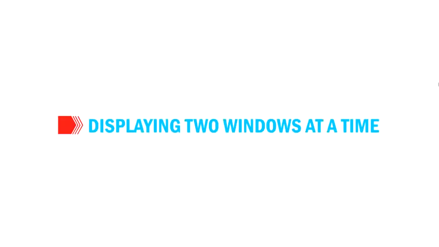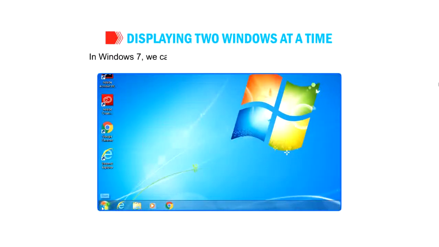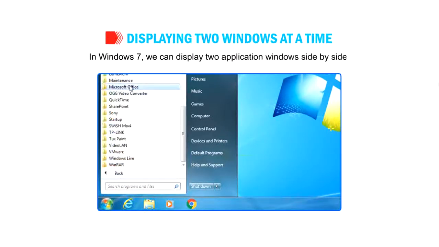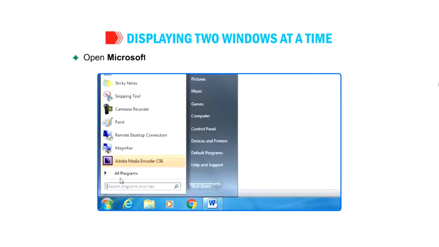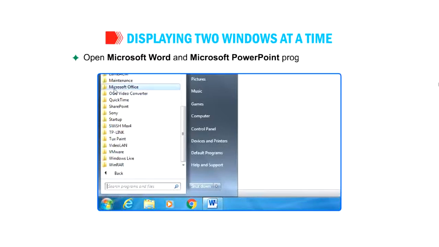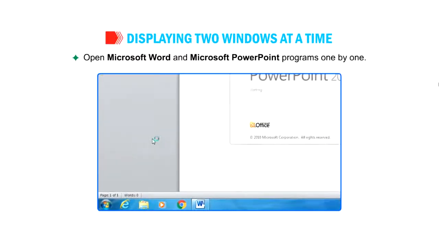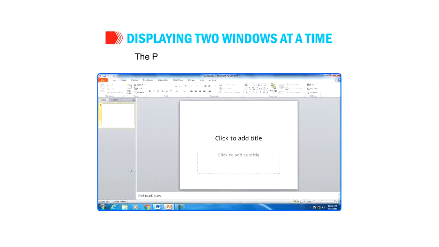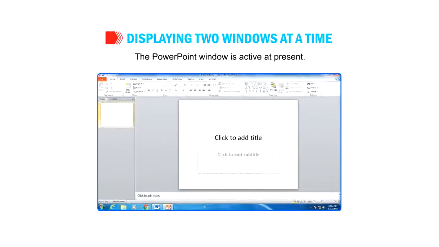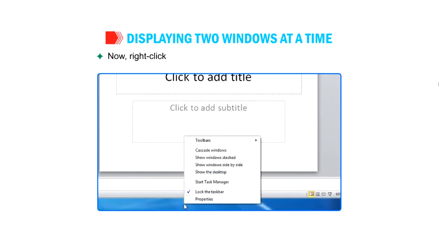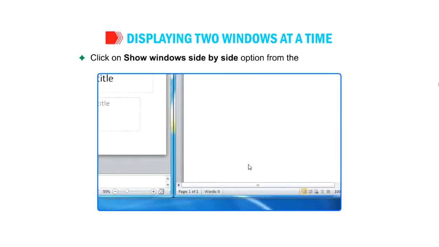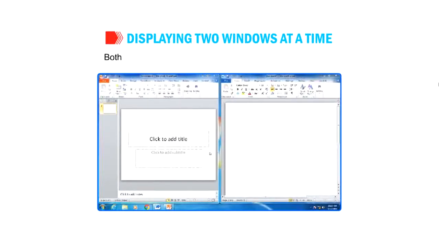Alright, now let us find out how to display two windows at a time. In Windows 7, we can display two application windows side by side. Open Microsoft Word and Microsoft PowerPoint programs one by one. The PowerPoint window is active at present. Now right-click anywhere on the blank portion of the taskbar. Click on the Show Windows Side by Side option from the shortcut menu. Both the application windows will be displayed side by side.